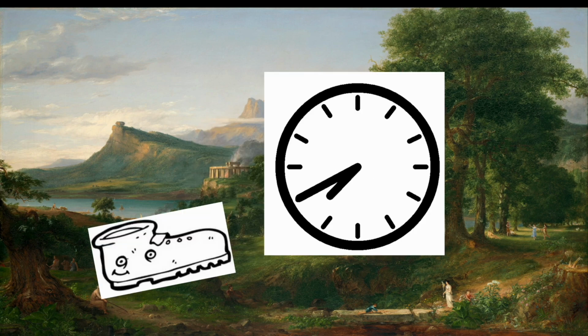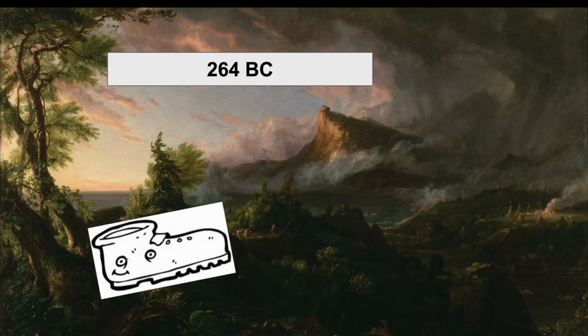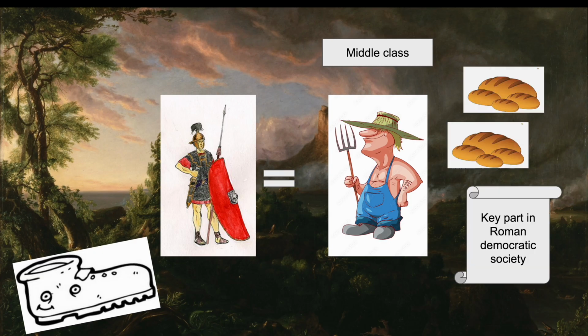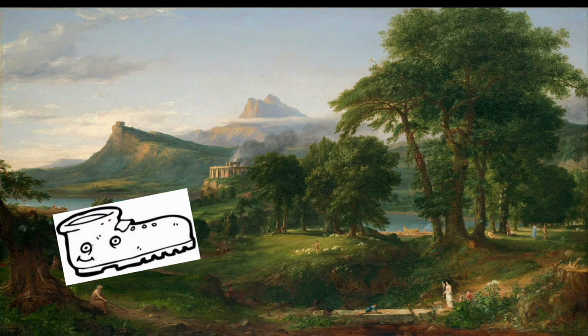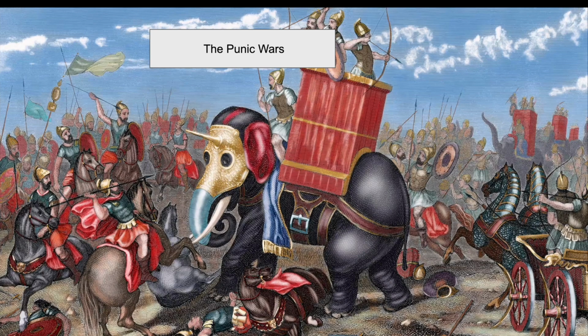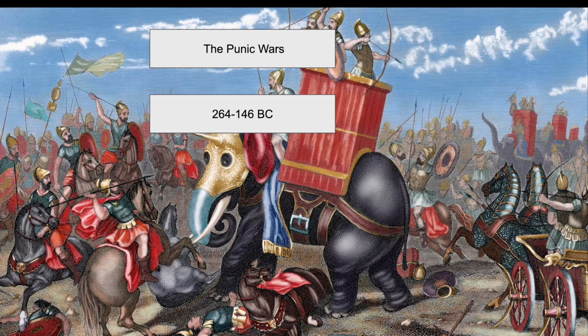So let's rewind the clock, all the way back to 264 BC, more than a century and a half before Caesar was born. The Roman army at this point was made up of primarily farmers. They were the traditional backbone of Rome, providing both the food, the manpower, and participating in Roman democracy. Prior to this point, Roman campaigns had been conducted in Italy, allowing soldiers to return to their crops and tend their field. However, this changed with the Punic Wars, which occurred between 264 and 146 BC.